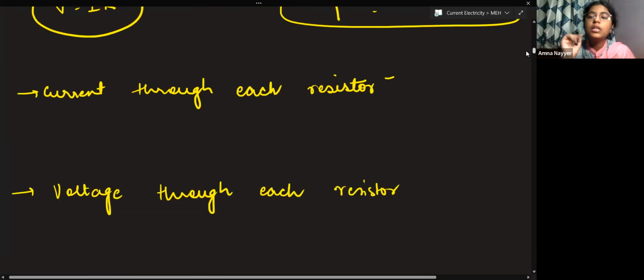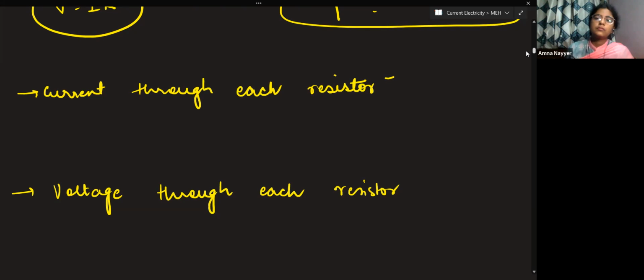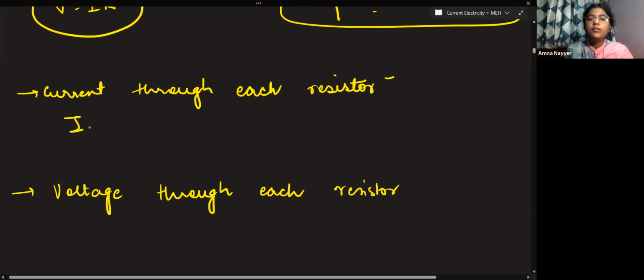Now that was the net resistance. What will be the current through each resistor? See, current will be what?